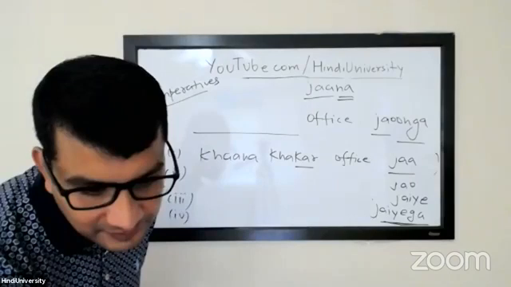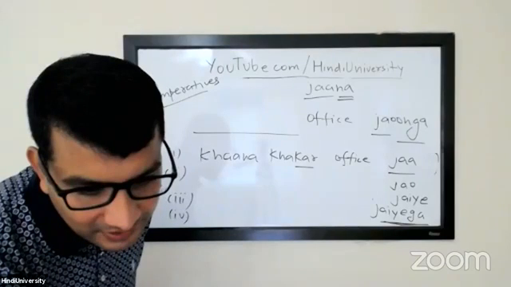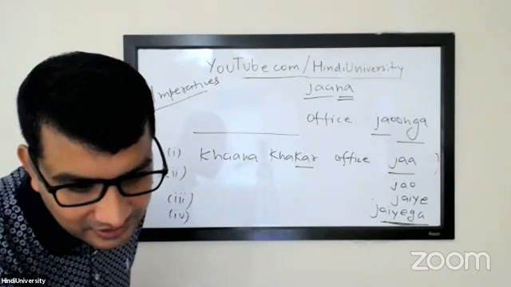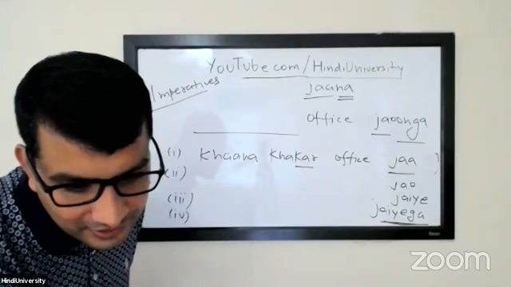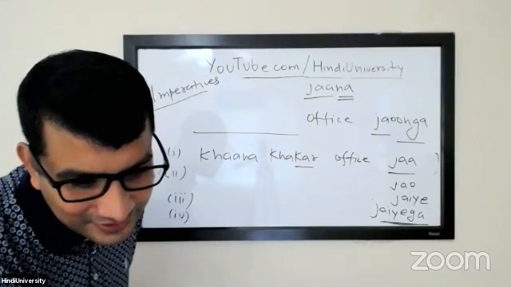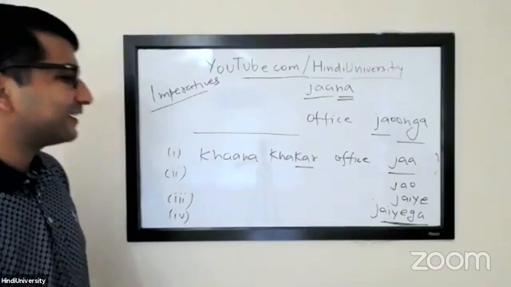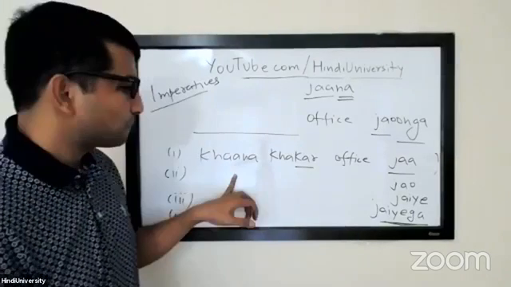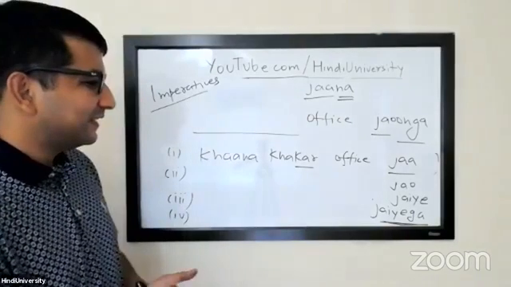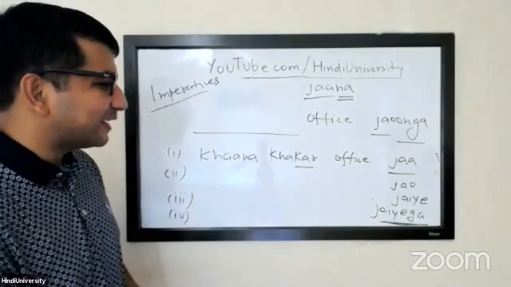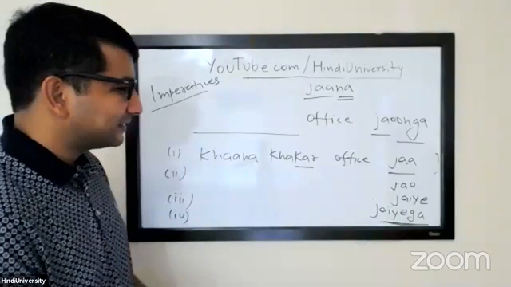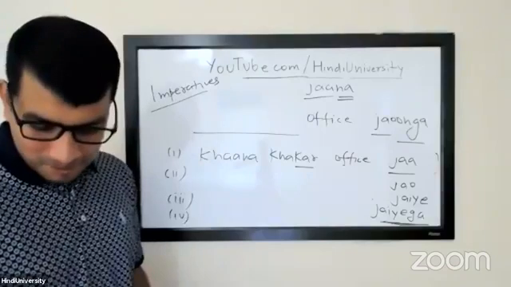Chanel, what do you think? Give us some good examples here. All I can think of is khana. Khana kha ke bhag jao. Khana khakar, park jao. Oh, that's a good one, right? Khana kha ke park jao, right?